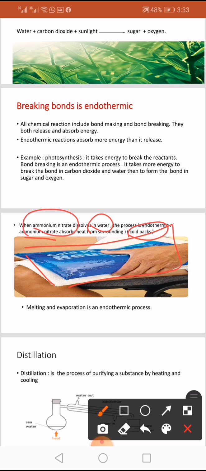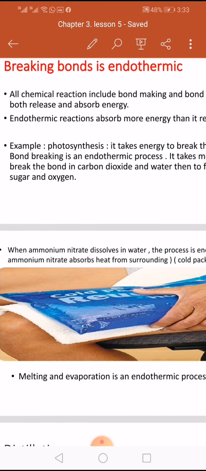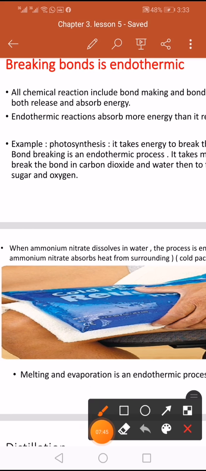Ammonium nitrate has a property: it absorbs the heat from the environment or from the surroundings. So in this example, if you have a pain or inflammation in your body, we use a cold pack, or the ammonium nitrate, to absorb this heat from the pain.